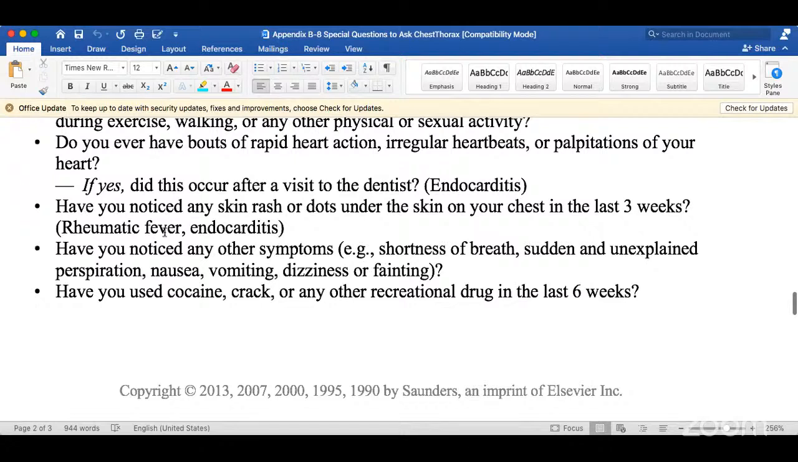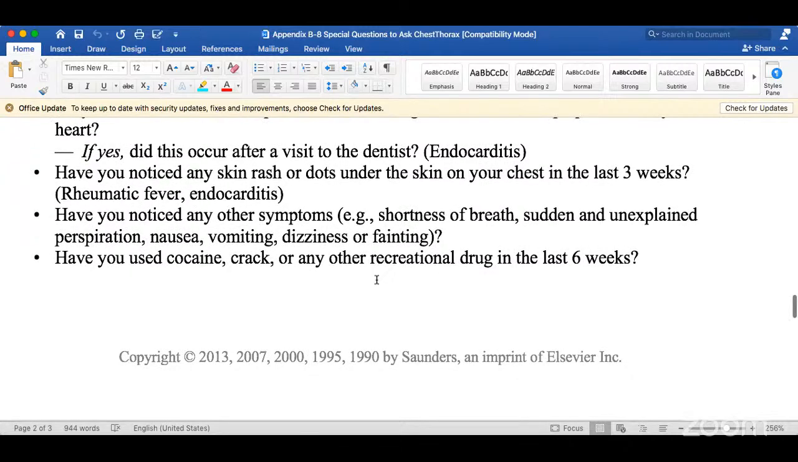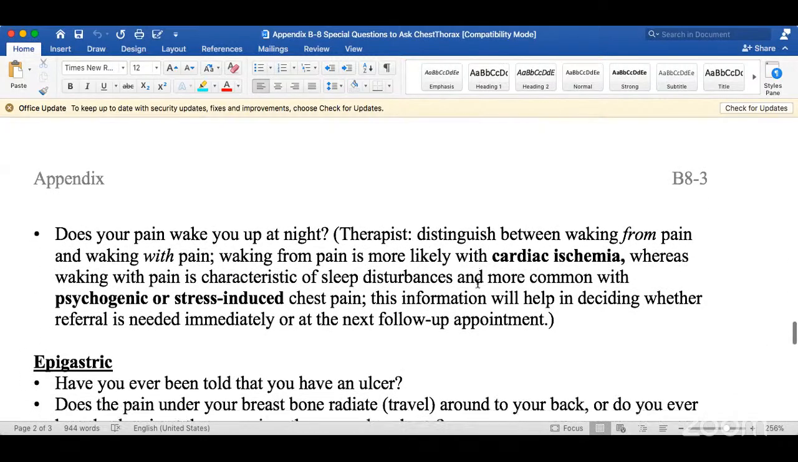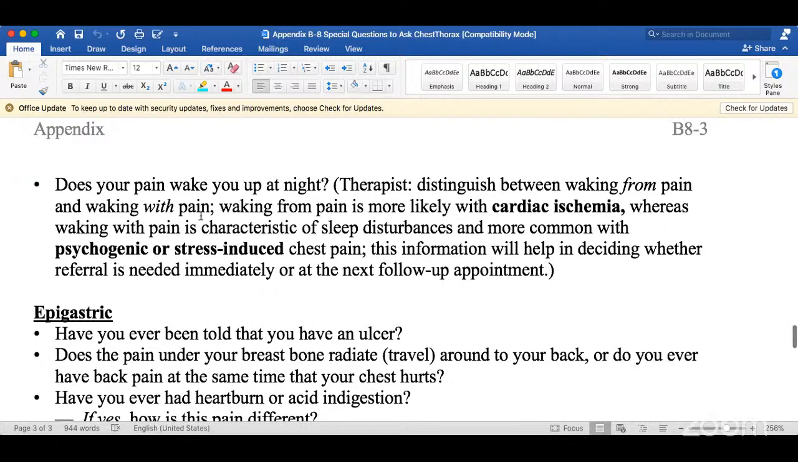So there are a number of them. We look at rheumatic fever and endocarditis. Have you noticed any skin rash or dots under the skin on your chest in the last 3 weeks? Interpretation: possibility of rheumatic fever or endocarditis. Have you noticed any other symptoms? Shortness of breath, sudden and unexplained perspiration, nausea, vomiting, dizziness, or fainting. Cardiac. Have you used cocaine, crack, or any other recreational drug in the last 6 weeks? So looking at pain at night, suspicion of cardiac ischemia, or psychogenic or stress-induced.